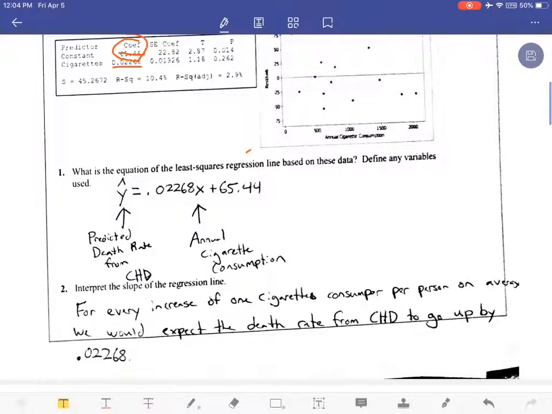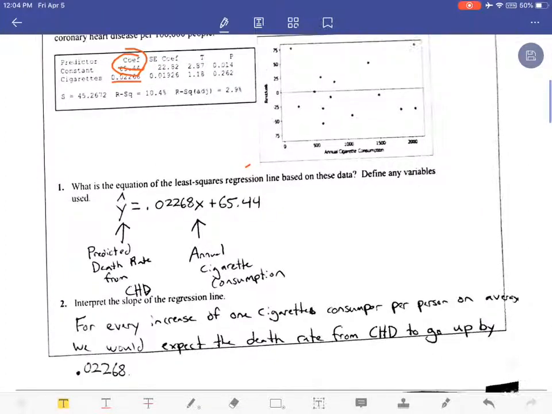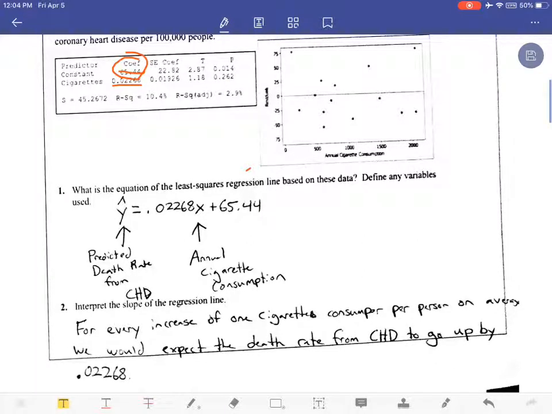Now going on to 2, it says interpret the slope of the regression line. So remember, anytime we're interpreting the slope, we think about it: what happens every time we increase x by 1? Our y variable is going to increase by the amount of our slope. So in context with this problem, for every increase of 1 cigarette consumption per person on average, you would expect the death rate from CHD to go up by the amount of our slope, which is 0.02268. So that's how we interpret the slope of the regression line.